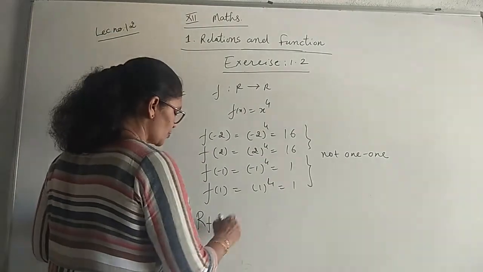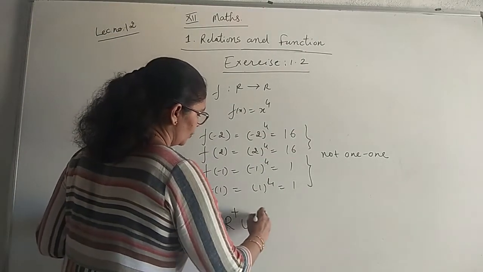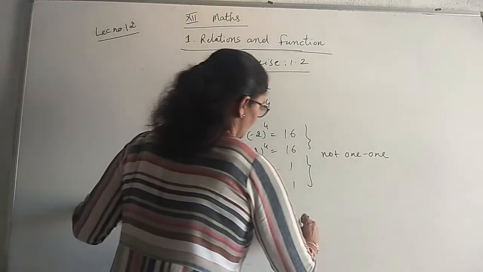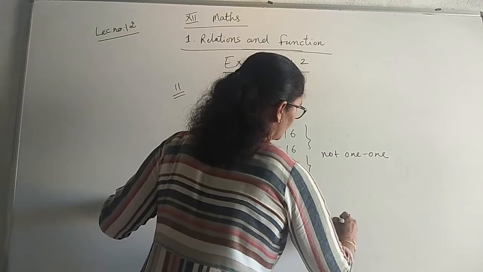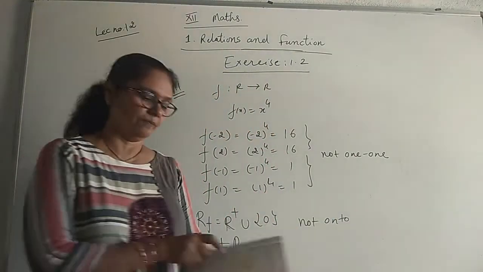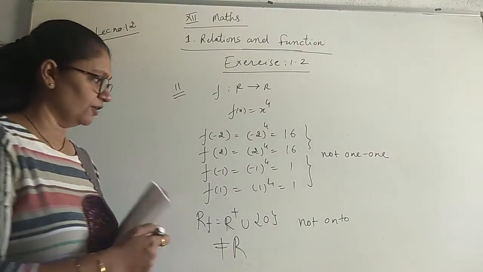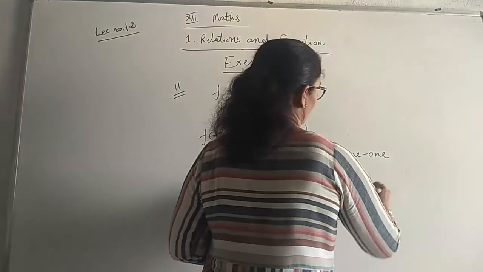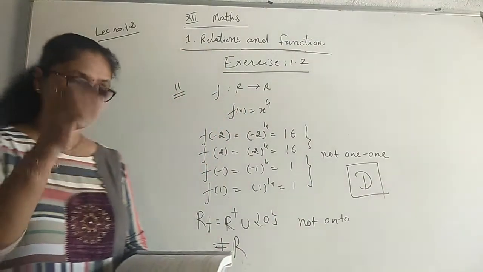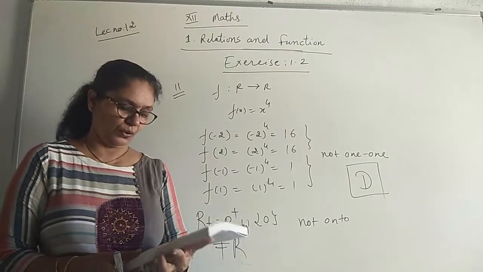So the range must be R plus union 0, which is not equal to R. So the function is not onto. It is not one-one, not onto. So which is your option? Option D, neither one-one nor onto. So the answer is option D. You can check it. This is the easiest and shortest way, so you have to follow it.